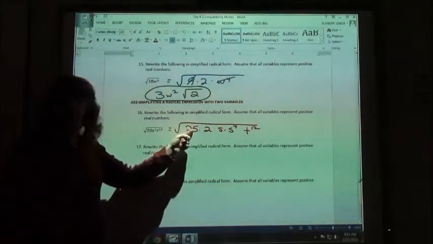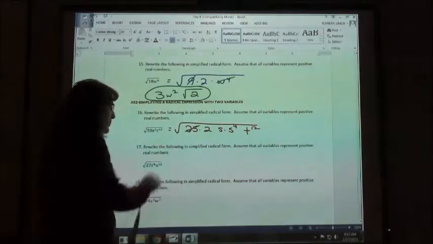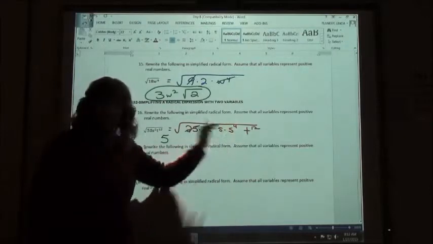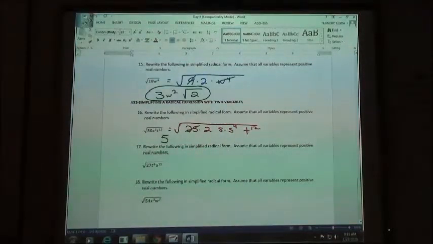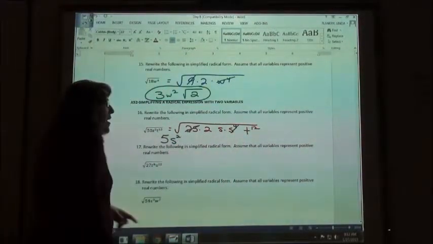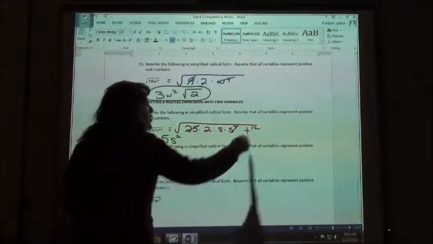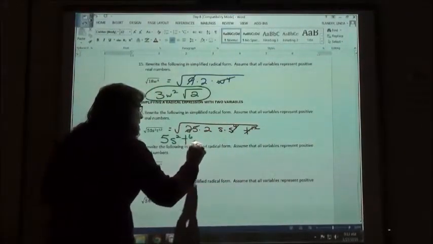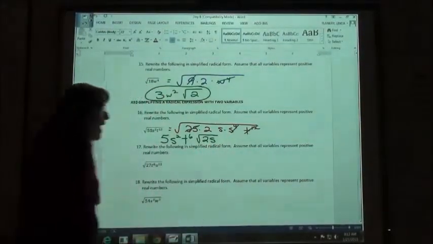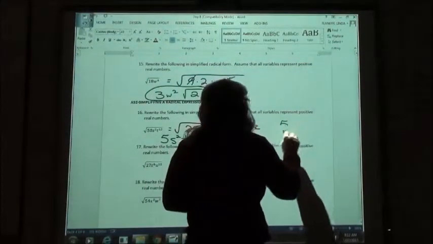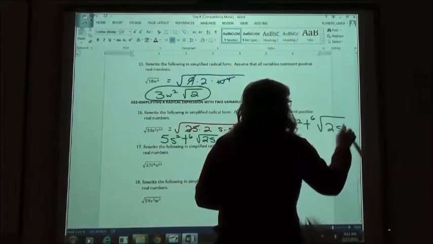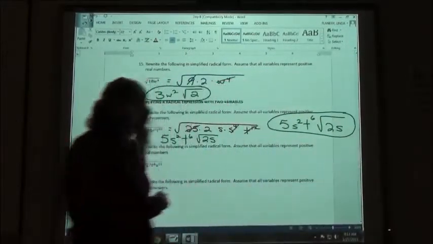So the square root of 25 is 5. I can't do the 2, I can't do the plain s, but I can do the s to the 4th. What's the square root of s to the 4th? S to the 2nd. And I can do the square root of t to the 12th. The t to the 12th would be t to the 6th. So underneath my radical sign, underneath that square root, I'm going to have a 2 and an s left over. So 5s squared t to the 6th square root of 2s is what your answer is going to be.